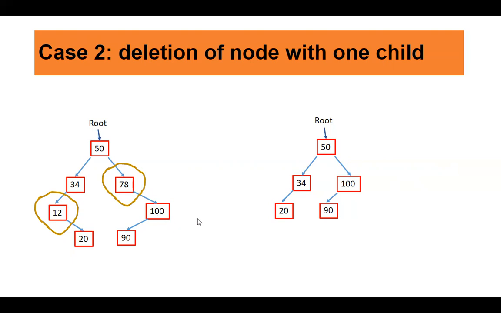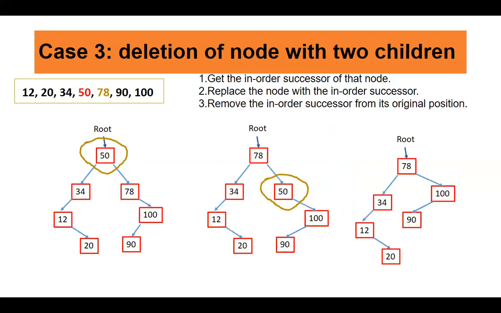Okay. Now let us look at the third case. In case of third, we are talking about deletion of a node with two children. Fine. So here what you need is, first you need to get the in-order successor of that node. Now this is the tree, so we write the in-order traversal of this tree first. So what is the in-order successor? Successor is whatever is visited after 50, and predecessor is whatever is visited before 50. Before the root node, after the root node.